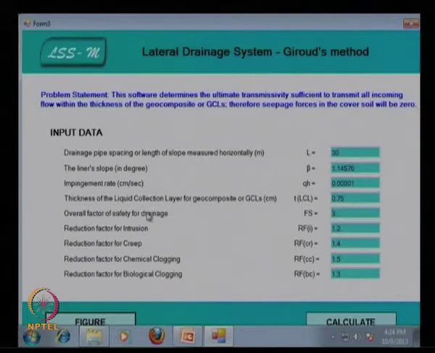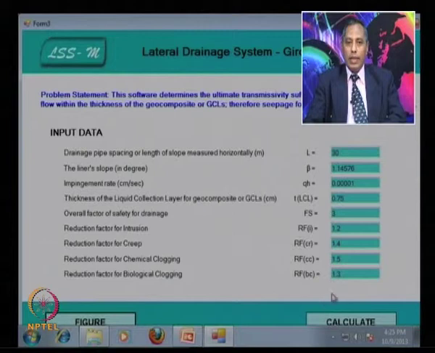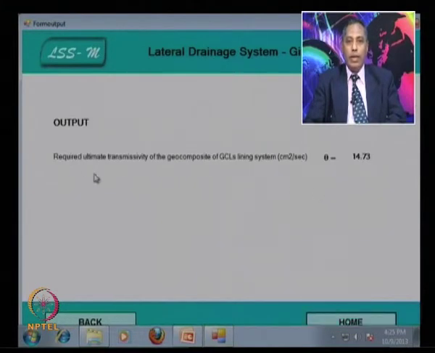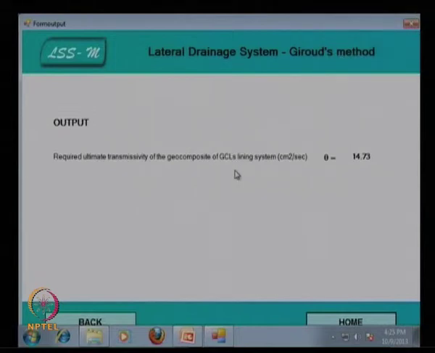0.00001, and the thickness of the liquid collection layer on the geocomposite GCL is 0.75 centimeter, and the overall factor of safety for drainage, Fs, is equal to 3. These are the reduction factors for intrusion, creep, chemical clogging and biological clogging. You have taken 1.2, 1.4, 1.5 and 1.3, and then you calculate and find the required ultimate transmissivity of the geomembrane GCL lining system, theta, 14.73 centimeter per second.